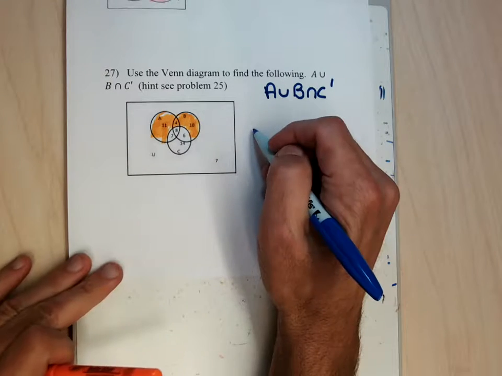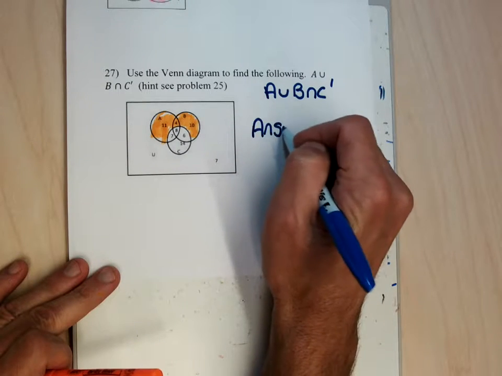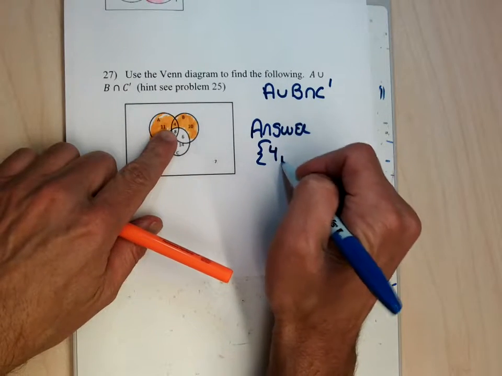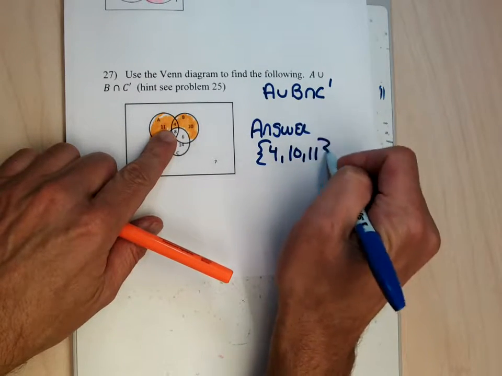So my answer is going to be the set that contains the numbers 4, 10, and 11. That's all there is.